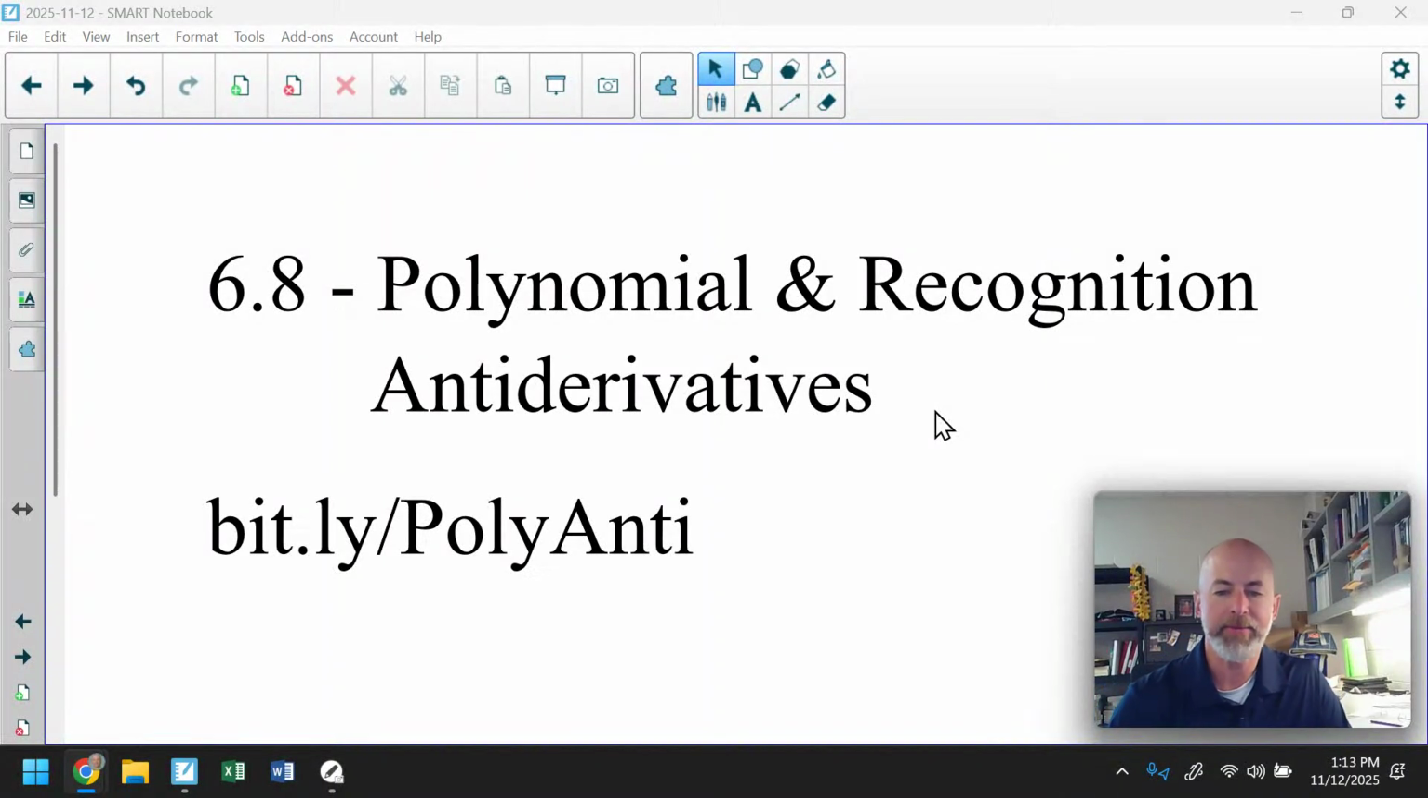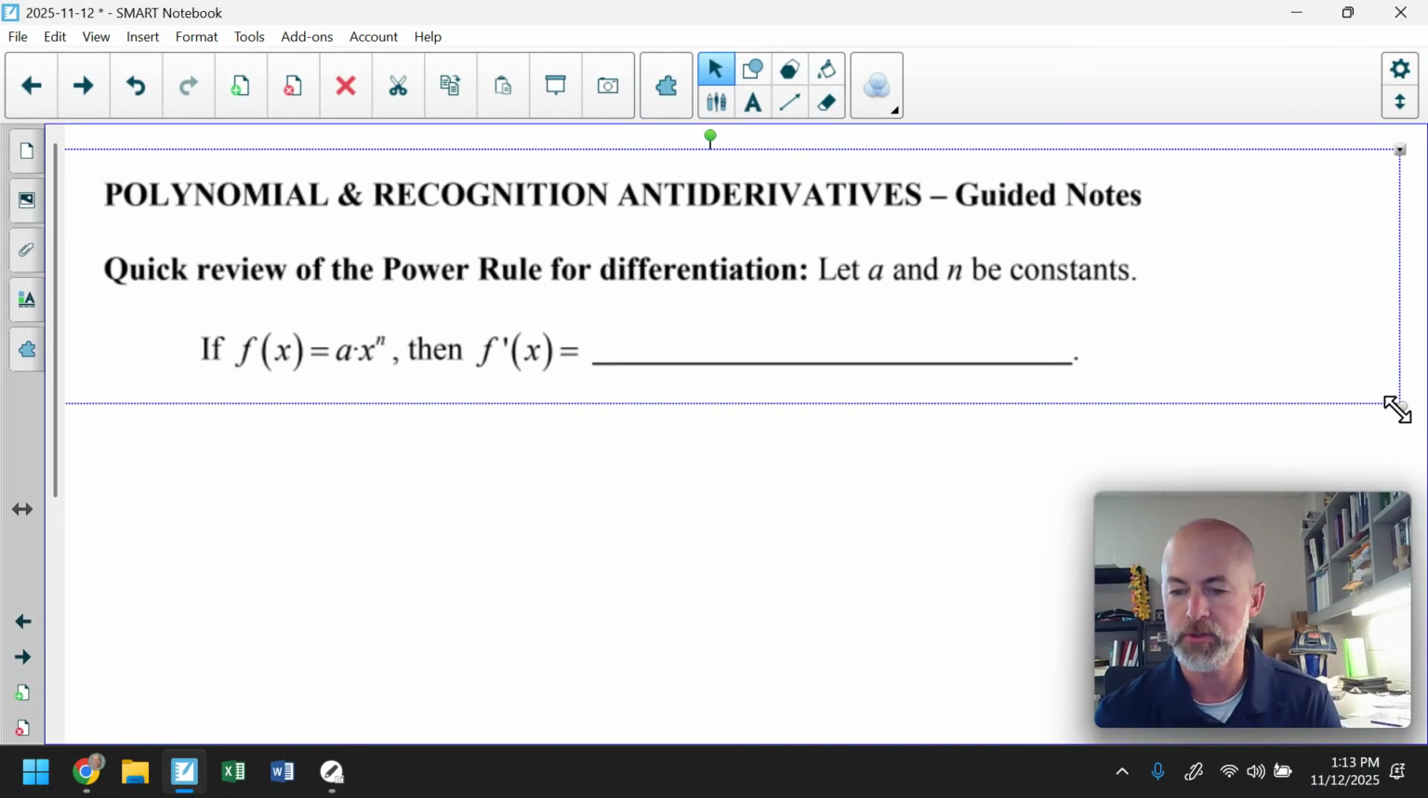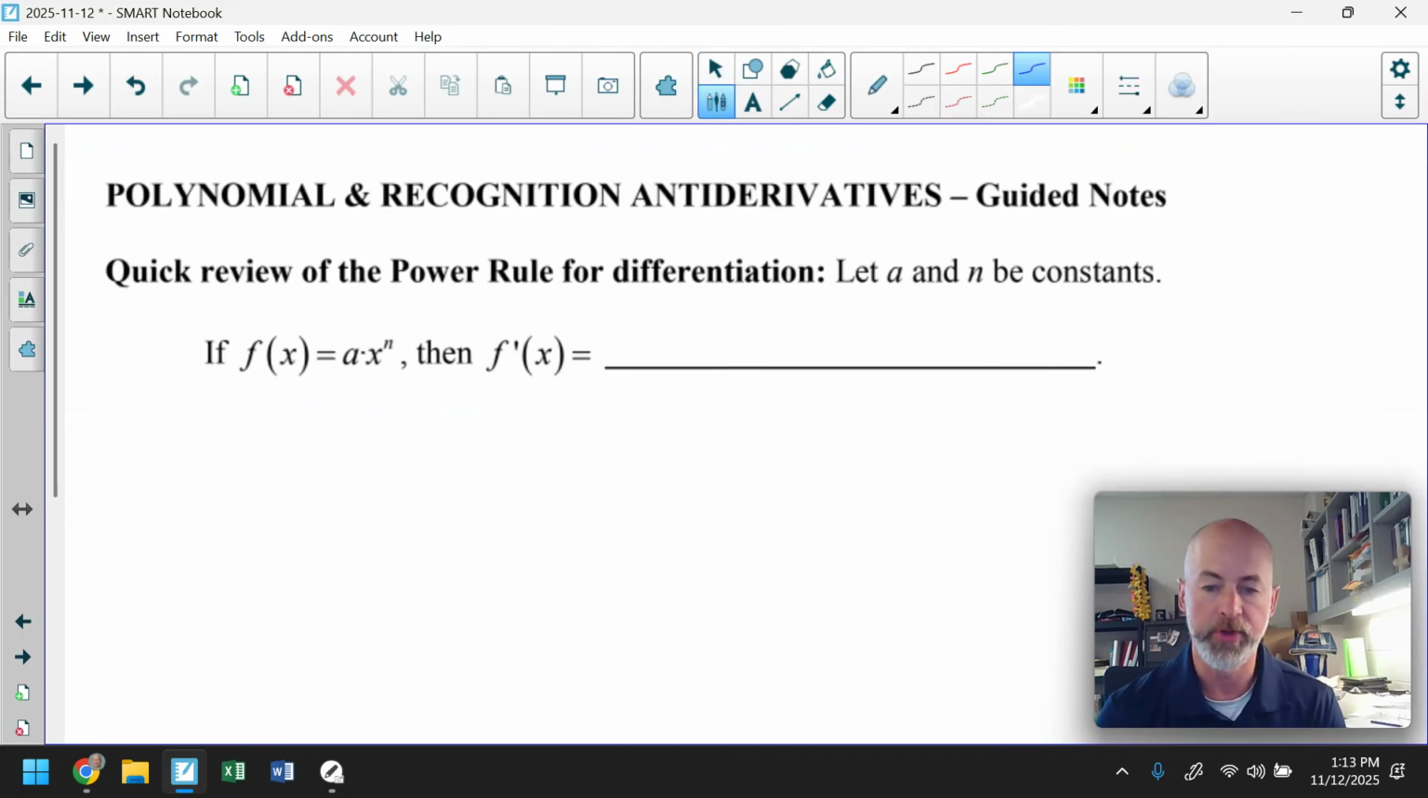All right, let's look at polynomial and recognition antiderivatives. If you want to print a guided notes sheet to follow along, you can go to that bit.ly link right there. And before we get into antiderivatives, let's take a quick minute to refresh derivatives.